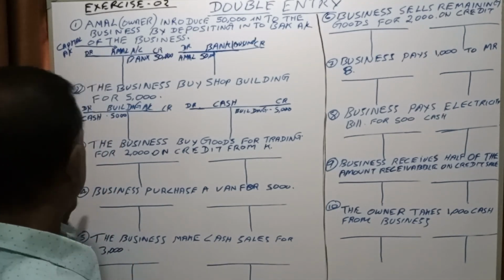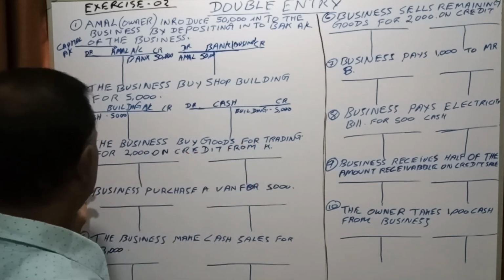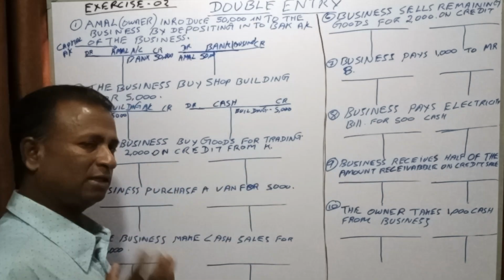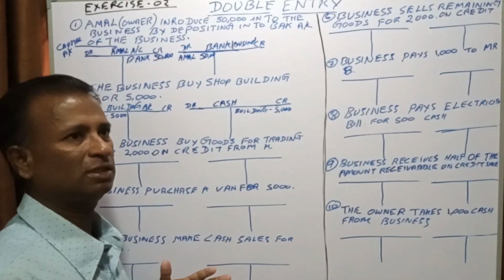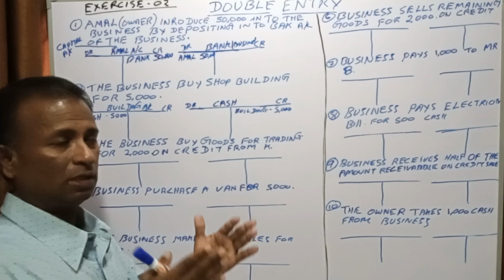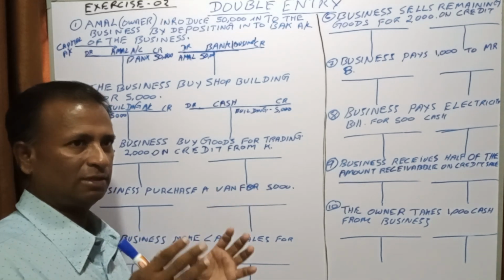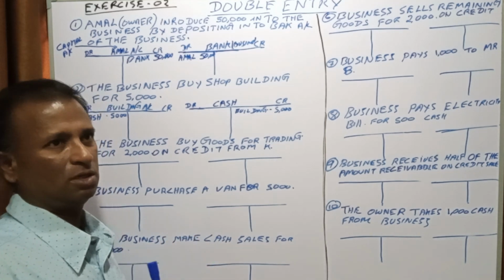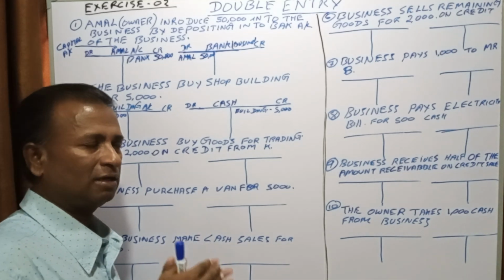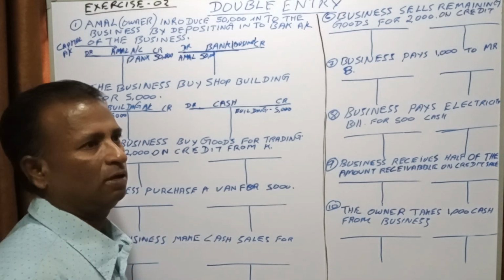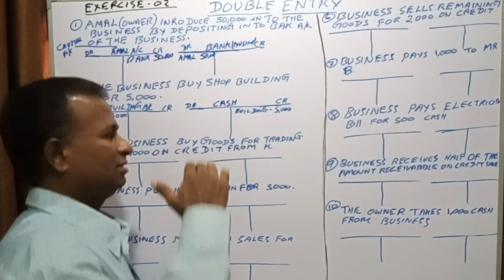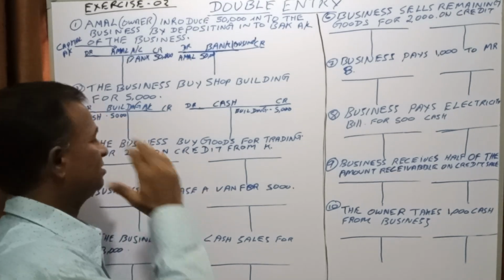Okay, the third adjustment is the business buys goods for trading for rupees 2,000 on credit from Mr. K. We are purchasing the goods. If goods are coming into the business, in the sense goods are trading stocks. Trading stocks are a current asset of the company. So if the goods are coming into the company, the asset is increasing, and when the assets are increasing, we have to pass the debit entry.